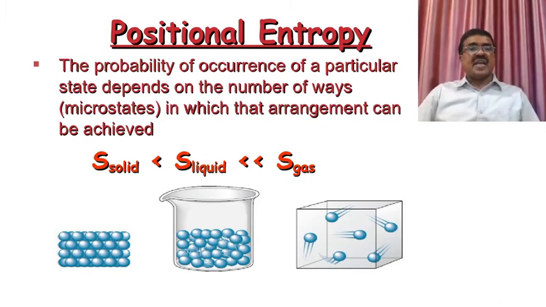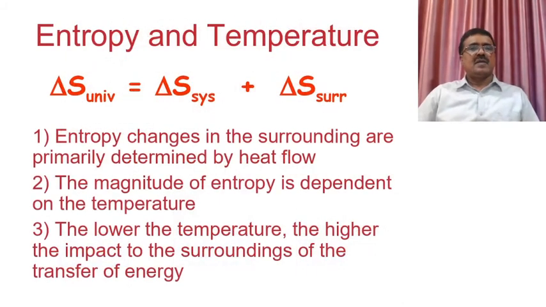What we call positional entropy: where we have an ordered arrangement of particles, if it goes to a disordered arrangement, entropy increases. We say microstates and macrostate; I have given an earlier picture. Entropy is related to temperature. I have already discussed it. Delta S universe is equal to delta S system plus surroundings.